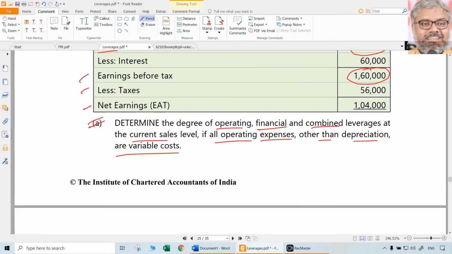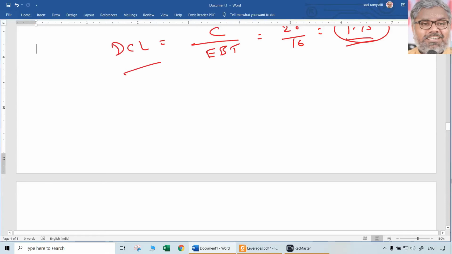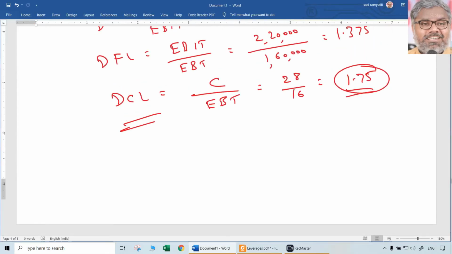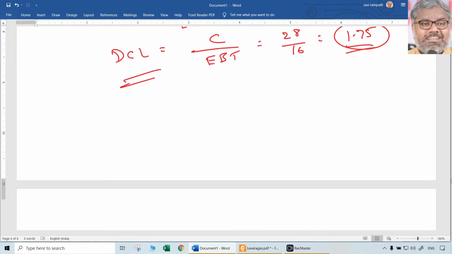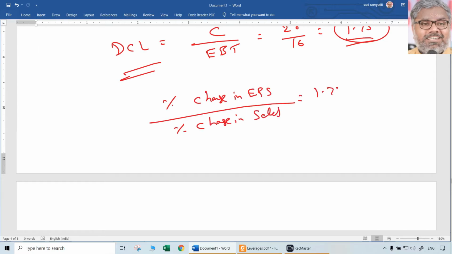Now the question asks, when there is an increase of sales by 20% or decrease of sales by 20%, how will be the new EPS? For that, we can use combined leverage, because the relationship between sales percentage change and EPS percentage change is represented by combined leverage. So 1.75 is the combined leverage. What is the formula for combined leverage? Percentage change in EPS divided by percentage change in sales. That is equal to 1.75.